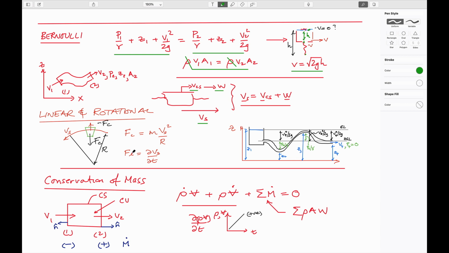We talked about linear and rotational Newton's second laws. In rotational form, the centripetal force that results is equal to the mass that you're swinging around your head times the velocity squared in the arc.